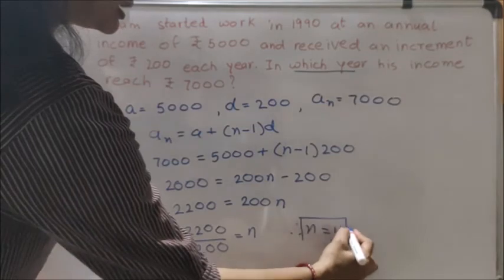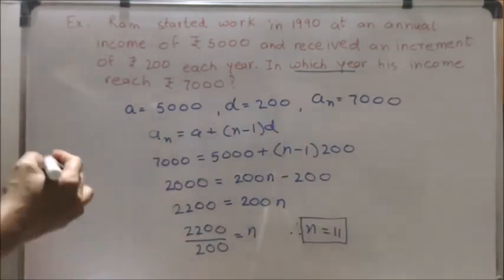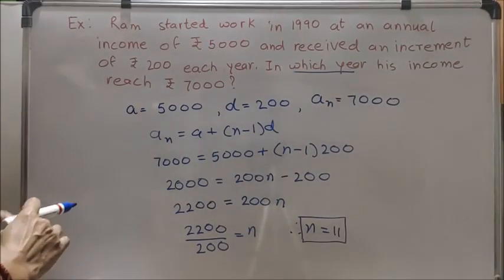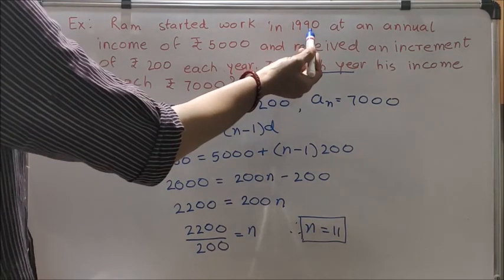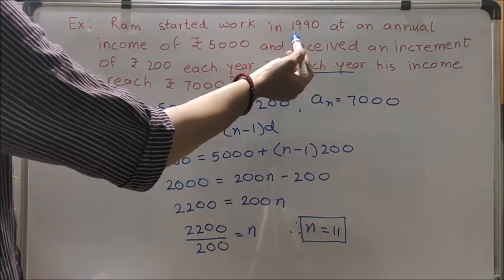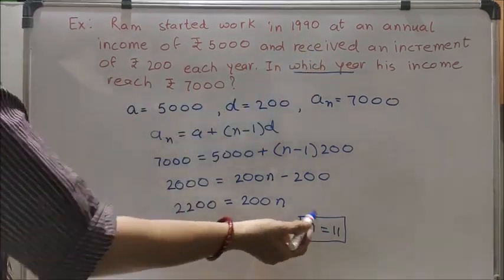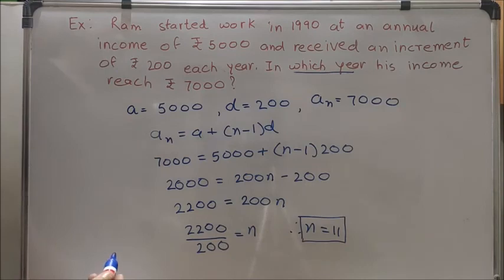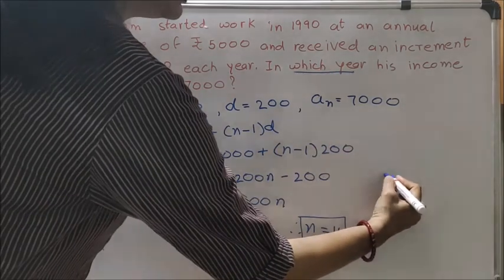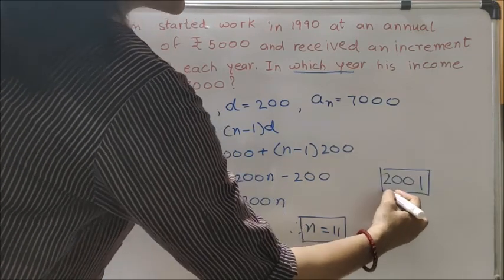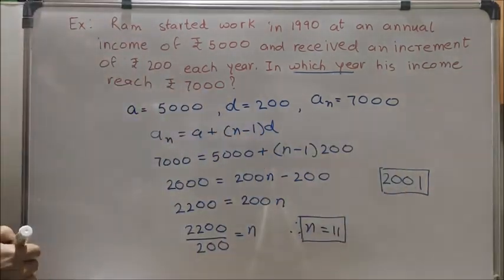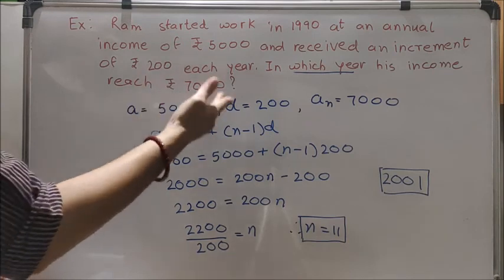So after 11 years, that means 1990 plus 11. So how much will you get? Which year will you get? Plus 10 will become 2000, and this will become 2001. So in the year 2001, Ram's salary became rupees 7,000.